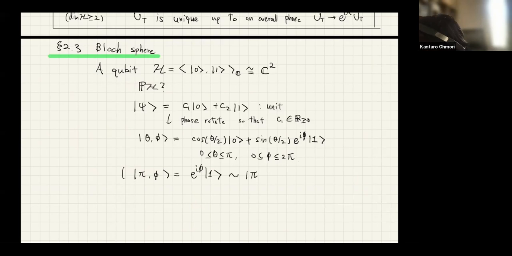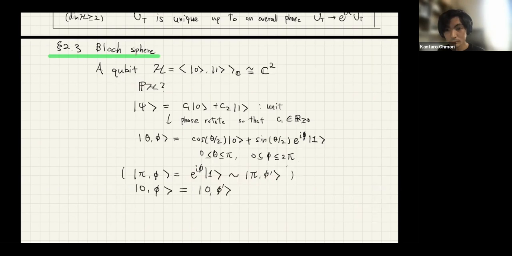Projectively identical to |π⟩ with another angle φ', because it just differs by a phase. And this is also obviously true for θ equals zero, so the φ angle doesn't matter.